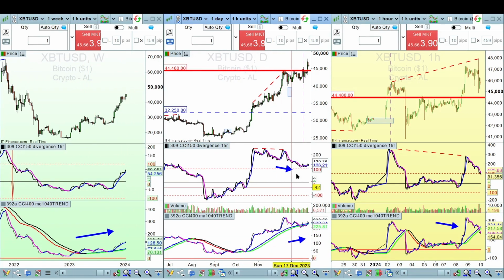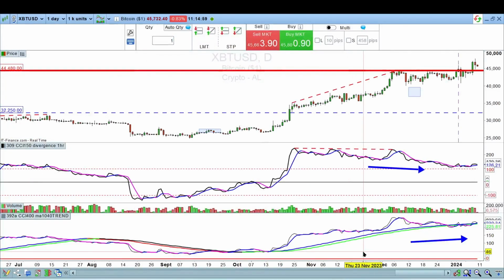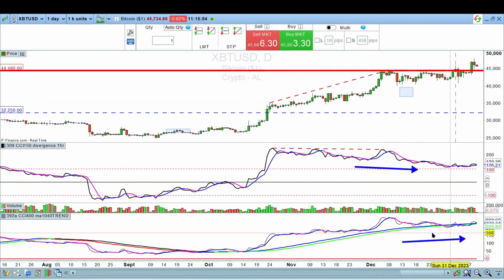On the daily, however, the CCI 400, our trend indicator, is trending slightly bullish, but possibly I would call it neutral. The CCI 150 is starting to break to the downside, even though we're making new highs on the price. Now there is a bearish divergence here on the 150 versus the price, so we can effectively consider this still in play so long as the CCI 150 remains below those highs.